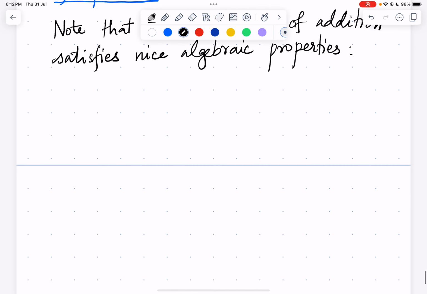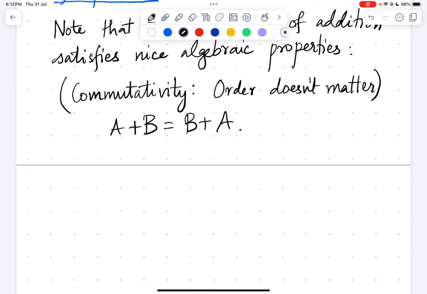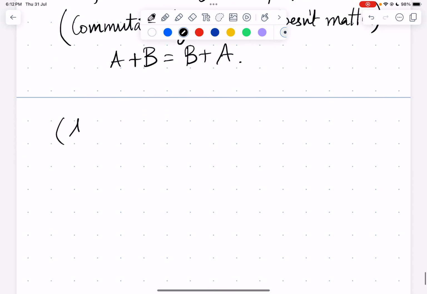So for example, commutativity. That is, order doesn't matter. So for any 2 points a and b, a plus b is b plus a. The order in which you add the points doesn't matter. You also have associativity, which is informally grouping doesn't matter.